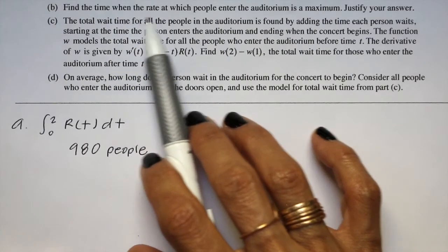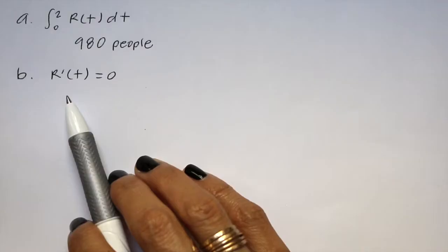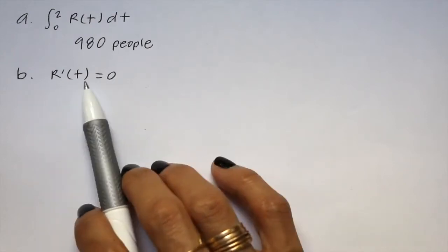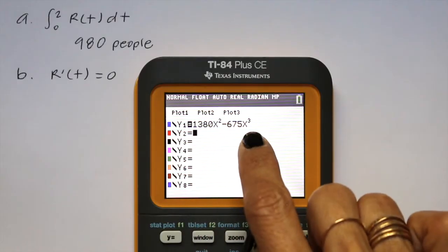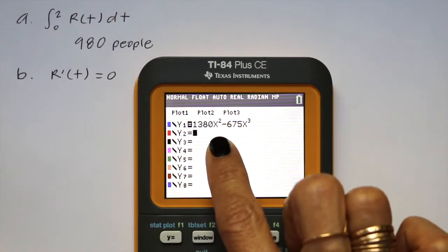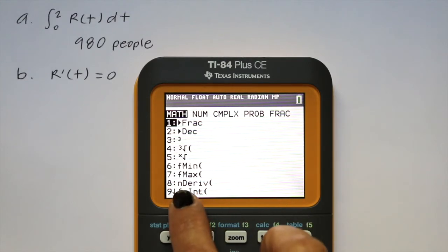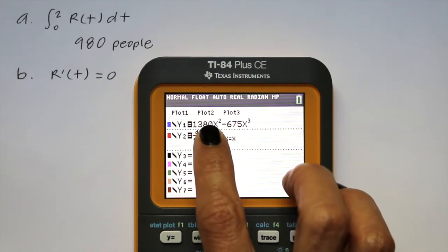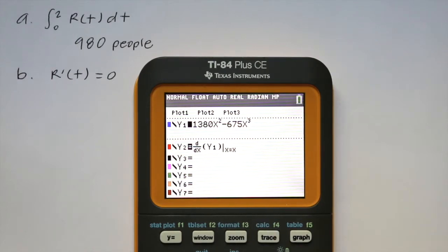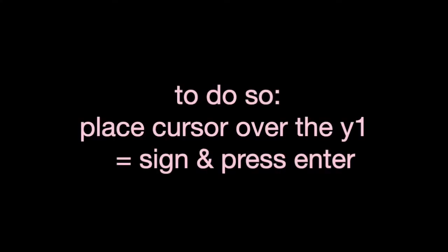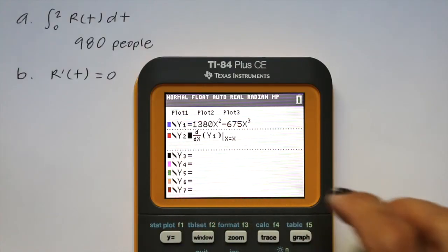Part B says find the time when the rate at which people enter the auditorium is a maximum, and then justify your answer. Because we're working with a maximum, we want to look at the derivative of r and set that equal to 0 to find our critical values. Since r is listed as our y1, in the y2 slot, I'm going to do r prime. So we're going to press math, and then we're going to use math 8. So we have d/dx of y1, which is our r, and I just left this as x equals x. I'm going to unhighlight y1, so now just y2 is highlighted. I'm going to hit graph.